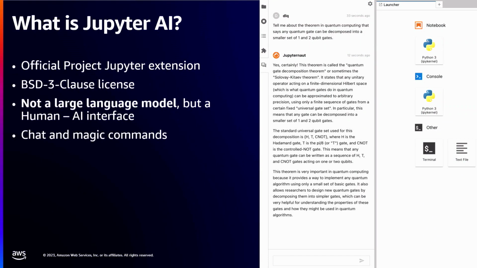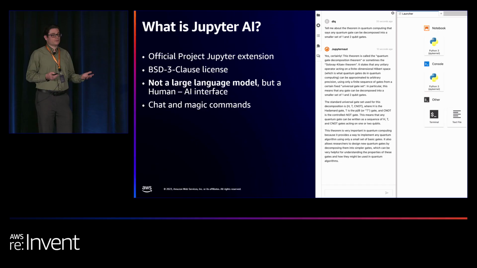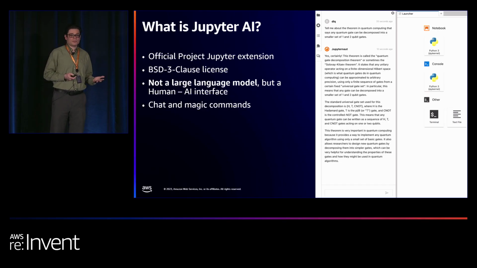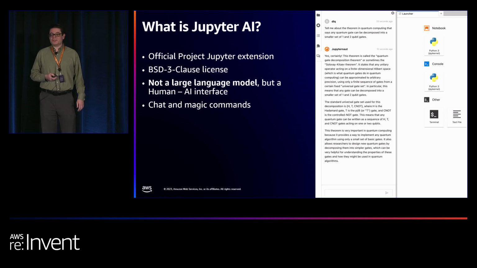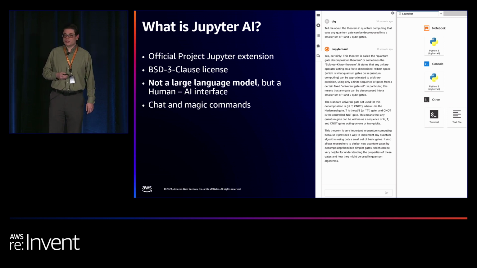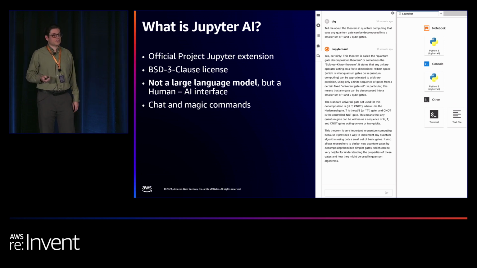What is Jupyter AI? Jupyter AI is an official Project Jupyter extension. It is officially governed by Project Jupyter, so everyone in this room can download it. It's licensed under a permissive open source license. You can even file bugs, enhancements, and file pull requests to contribute code to it.